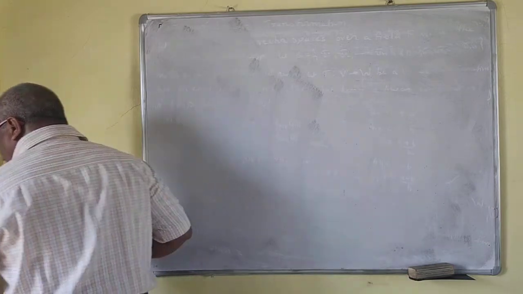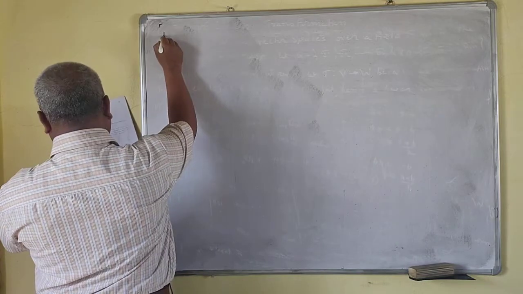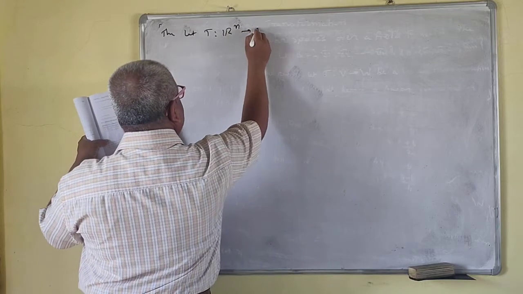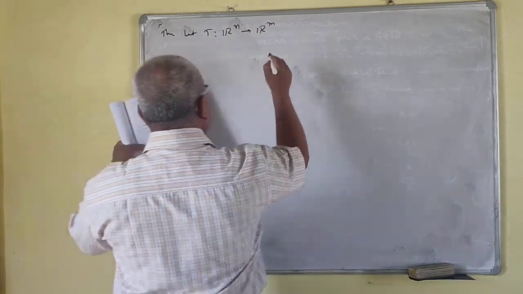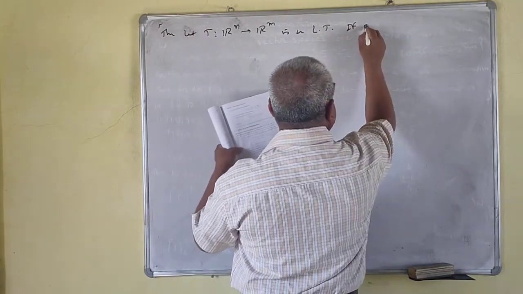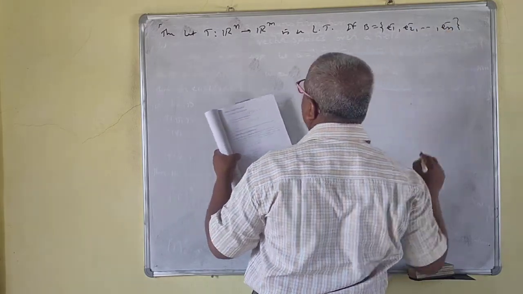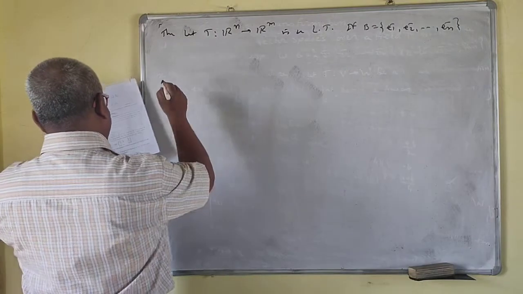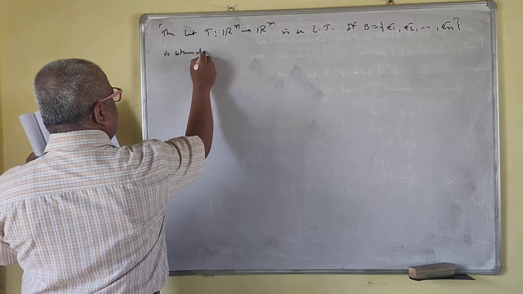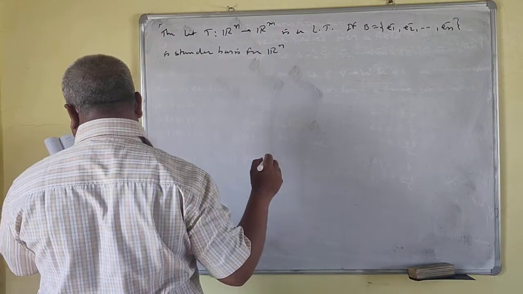So we'll take a theorem and then we'll see the problems on it. Okay. So the theorem: let T from Rn to Rm be a linear transformation. If B is equal to e1 bar, e2 bar, dot dot dot, en bar, this is the standard basis for Rn. Standard basis for Rn.